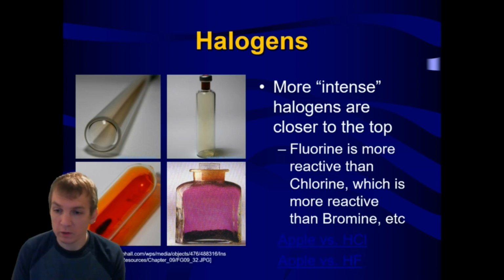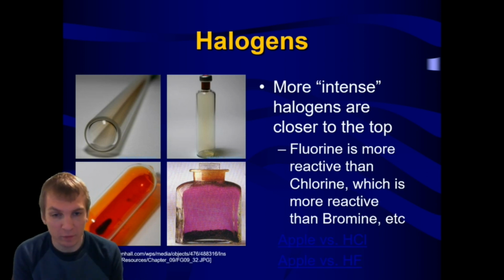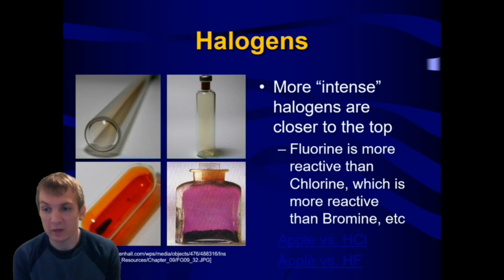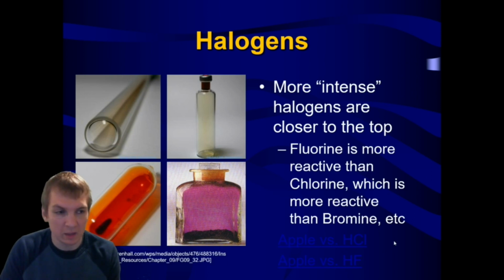Now, I did have a couple of videos I wanted to show you. The first video was an apple versus hydrochloric acid, which is the same type of acid that we find in our stomachs, and it helps digest food. And the other one is hydrofluoric acid, and hydrofluoric acid is more powerful than hydrochloric acid for the same reason that fluorine is more powerful than chlorine. Unfortunately, though, some of the videos have been taken down. I guess the users on YouTube, their accounts got deleted, or they simply removed the videos, but they're no longer there. But I did find another video that I want to show you, showing the reactivity of the halogens and how they react differently. So we're going to go ahead and watch that now.